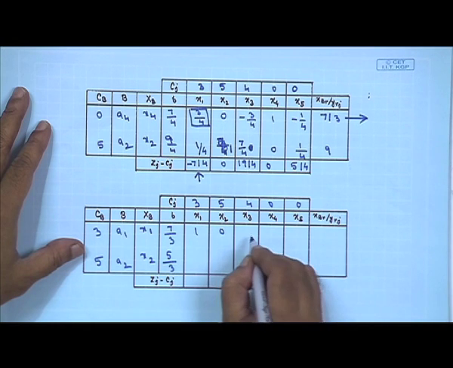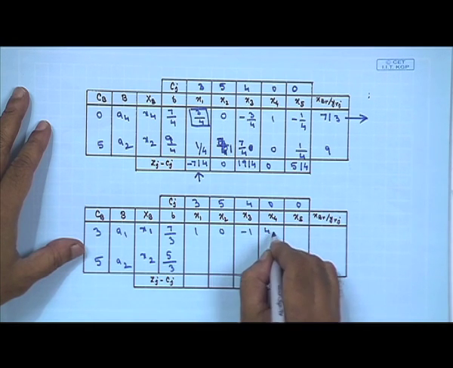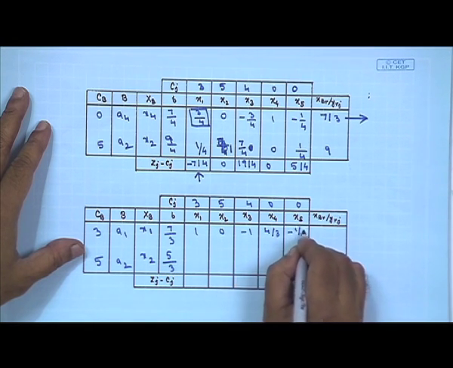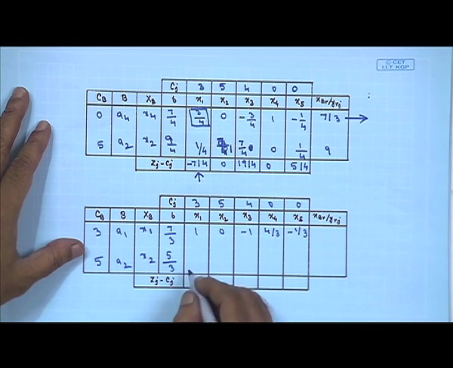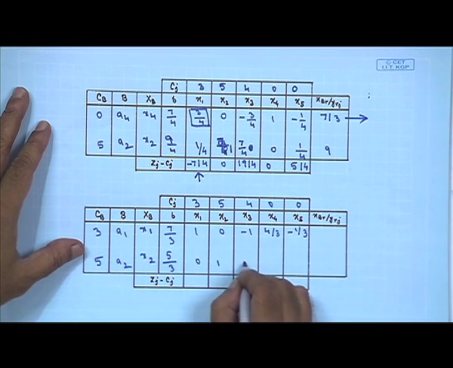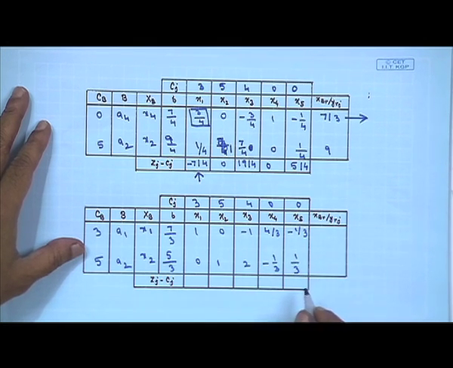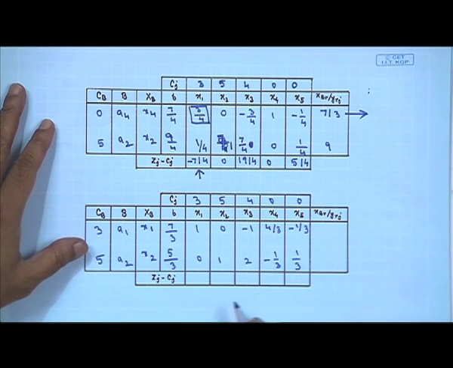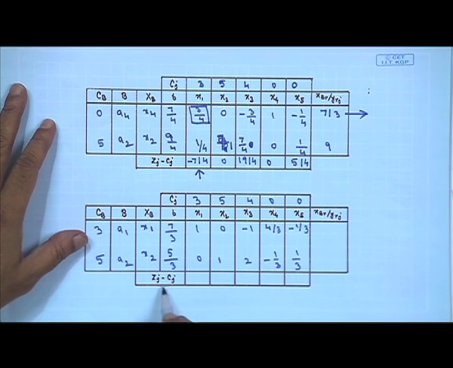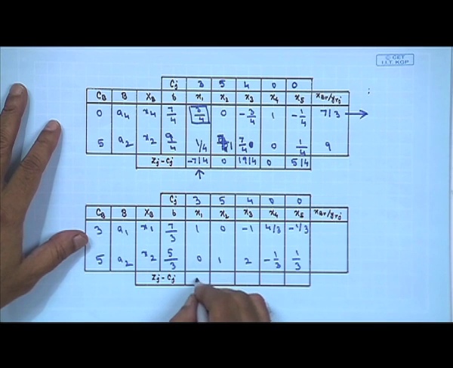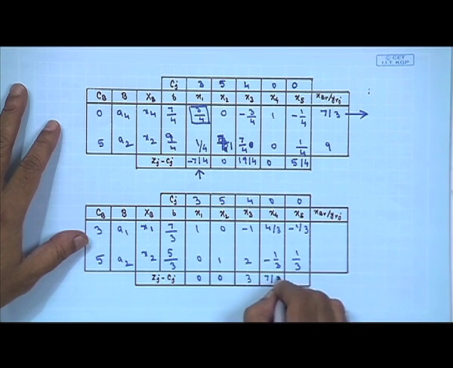1, 0, minus 1, 4 by 3, minus 1 by 3, and this will be 0, 1, 2, minus 1 by 3, 1 by 3. You should check whether the values are coming correctly or not afterwards. So, now if we calculate Zj minus Cj, Zj minus Cj will be 0, 0, 3, 7 by 3 and 2 by 3.